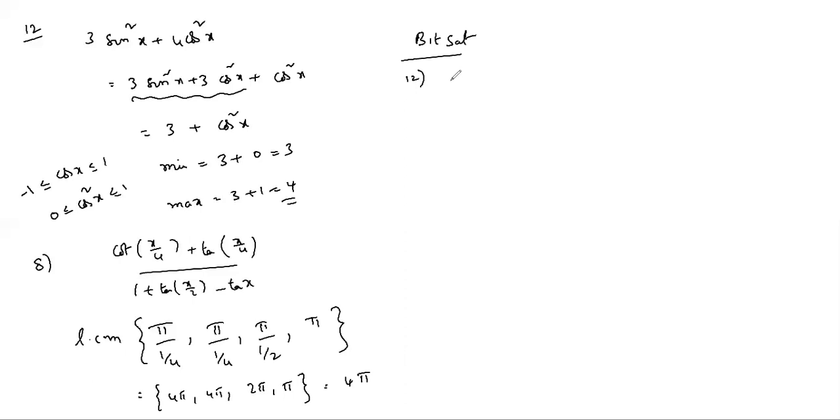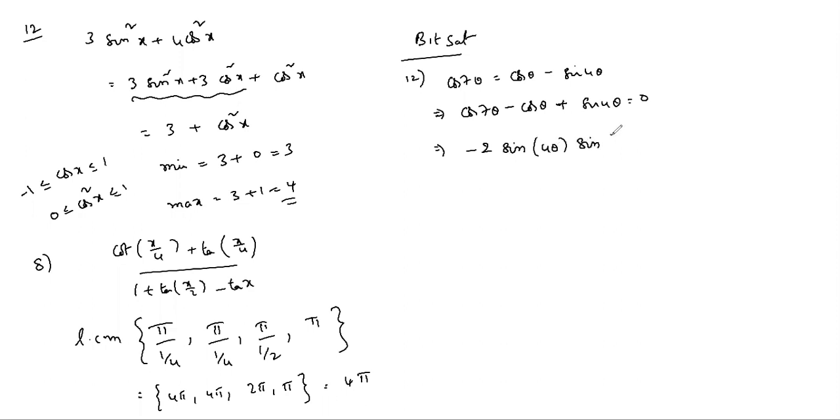The question is cos 7 theta equals cos theta minus sin 4 theta. First of all, I have given this equation, you have to solve it. For sin 4 theta, we won't apply that transformation. So we write cos 7 theta minus cos theta plus sin 4 theta equals 0. Cos c minus cos d is minus 2 sin of c plus d by 2, 8 theta by 2 is 4 theta, sin of c minus d by 2, 6 theta by 2 is 3 theta, plus sin 4 theta equals 0.